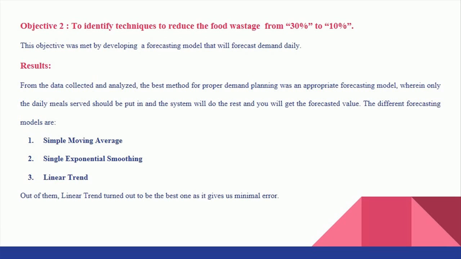From the data collected and analyzed, the best method for proper demand planning was an appropriate forecasting model, wherein only the daily meals served should be put in and the system will do the rest, and you will get the forecasted value. The different forecasting models are: simple moving average, single exponential smoothing, linear trend. Out of them, linear trend turned out to be the best one as it gives us minimal error.